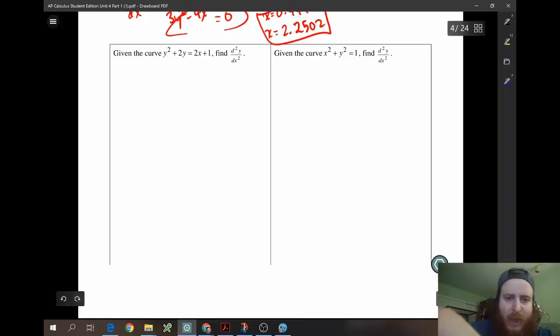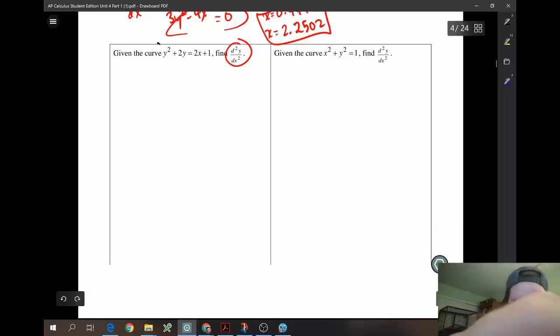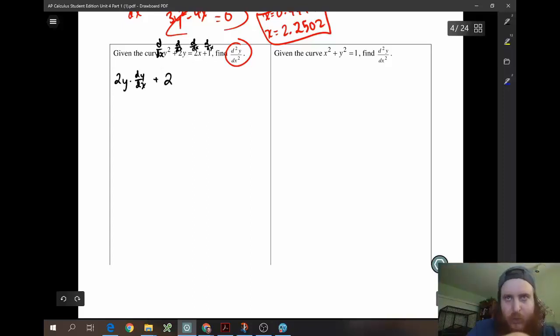And this is going to be to find the second derivative. So basically what we're going to do is do this process twice. Given the curve y squared plus 2y equals 2x plus 1, find the second derivative. So first step is going to be to take the derivative. So I'm going to put in the d/dx on each term. And so we get 2y times dy/dx plus 2 times dy/dx equals the derivative of 2x, which is 2.